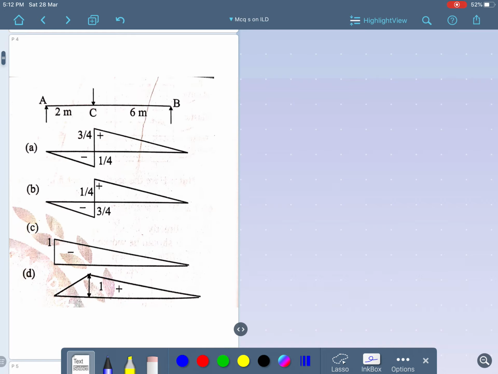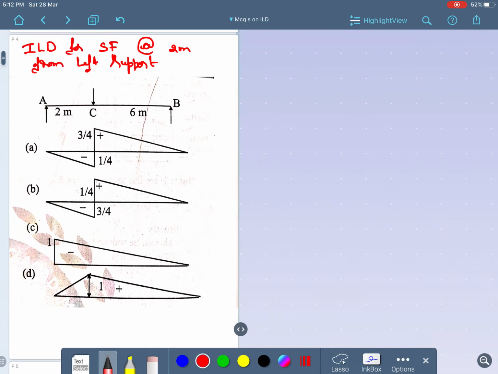So let me continue with the MCQs on influence line diagram. I'm just taking this question. In the question they're asking for the ILD for shear force at 2 meter from the left support. This is the question which is given here, and I'm writing it here to make you understand clearly.